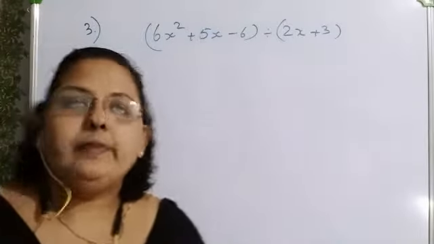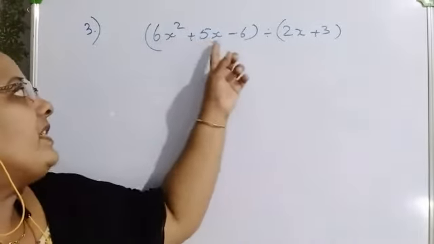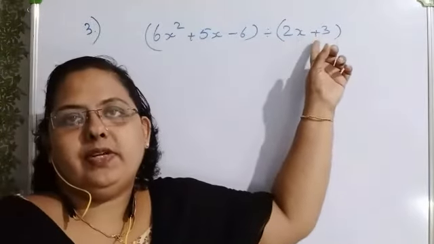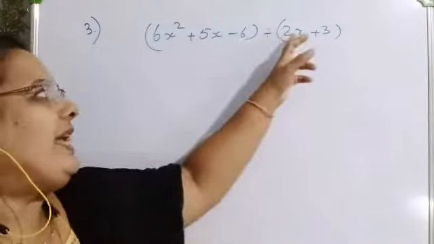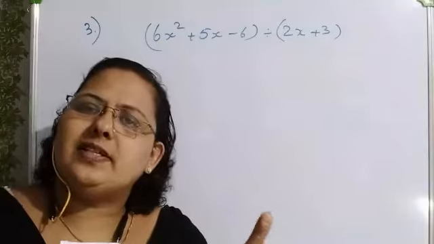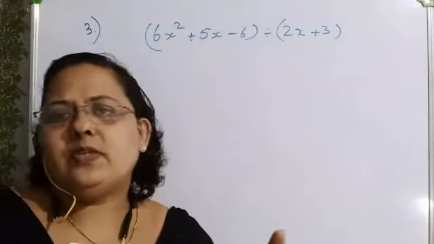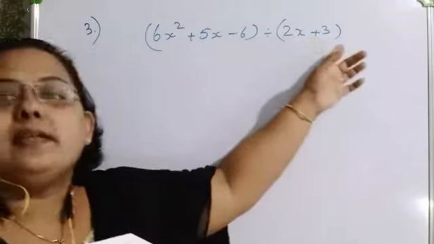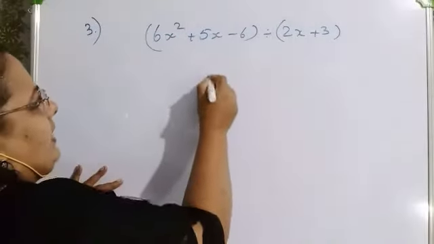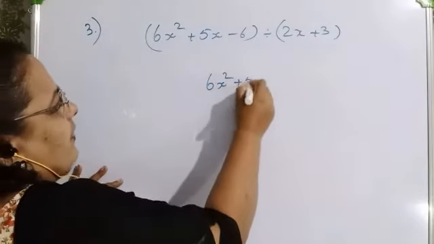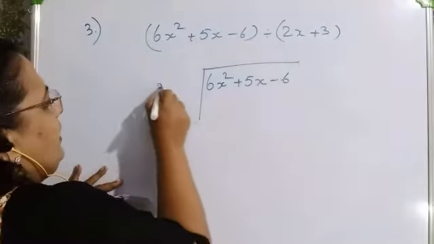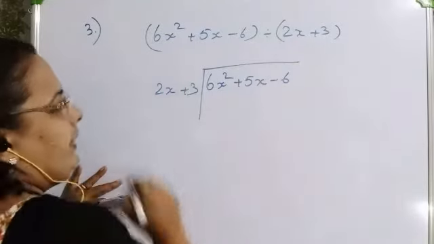Okay, third problem. 6x square plus 5x minus 6 divided by 2x plus 3. So here 2x is coming, that's the only difference. In the other questions, it was just simply m or n or x. Here 2x plus 3 is coming. Let us see how to do it. So here we will write the 6x square plus 5x minus 6 divided by 2x plus 3.